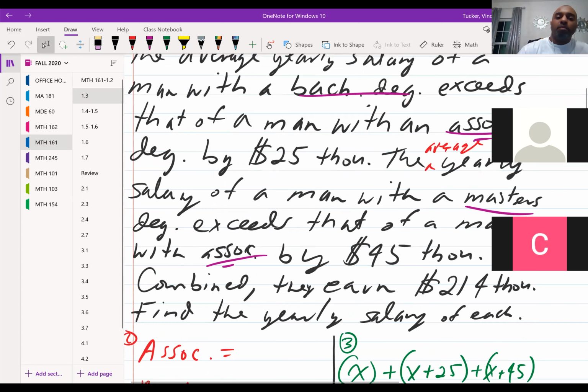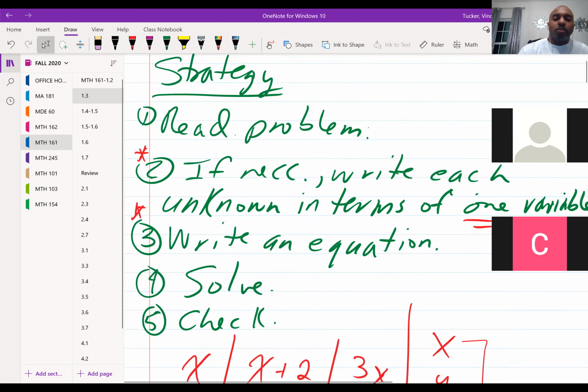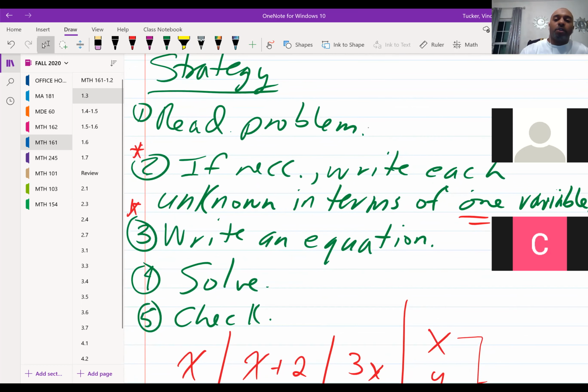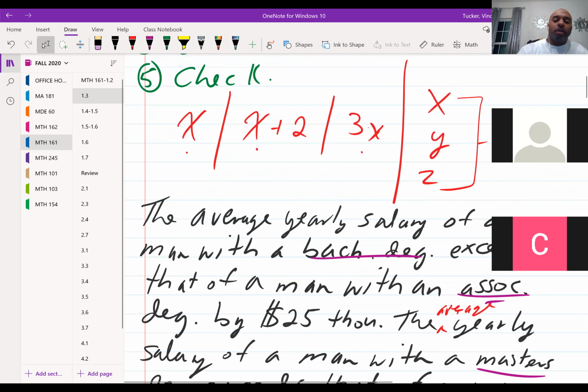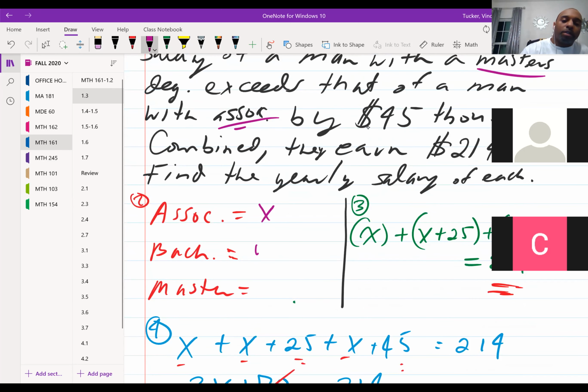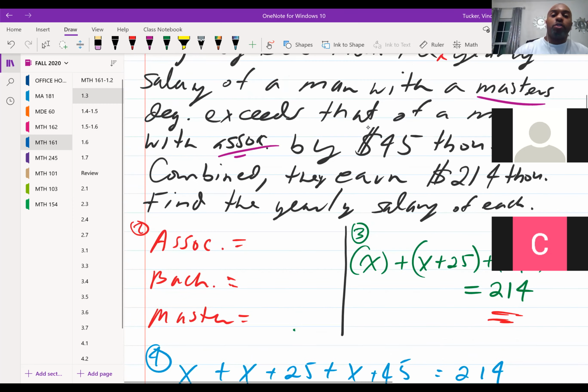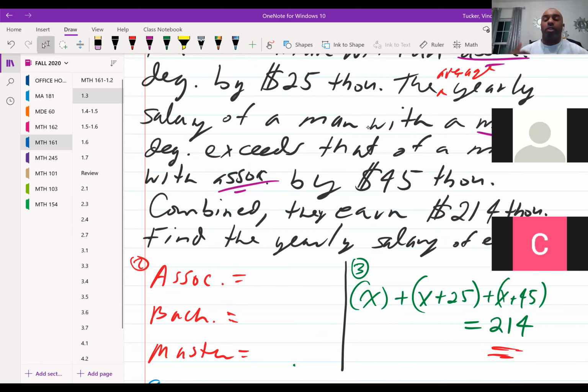So now, when we go back to writing this unknown, number two, if necessary, write each unknown in terms of one variable. So what we don't want to do is call the associates X, bachelor's Y, master's Z, because what will happen is the more unknowns you introduce into your situation, the more equations you will need in order to be able to solve. So then you have to set up a system of equations. So what we want to do is call one unknown X, and then write the other ones in terms of that X. And with the problems that you will receive in this section, you will be able to do that. So you only want to introduce one variable and then write your other unknowns in terms of that one variable.